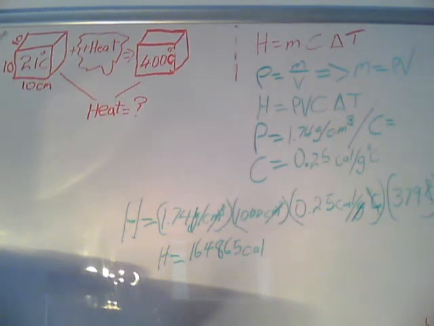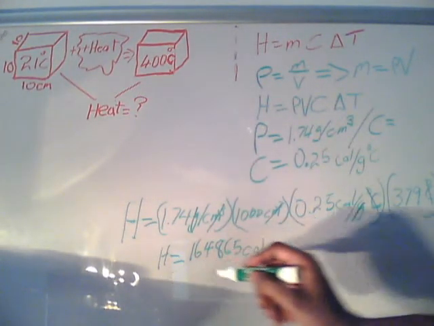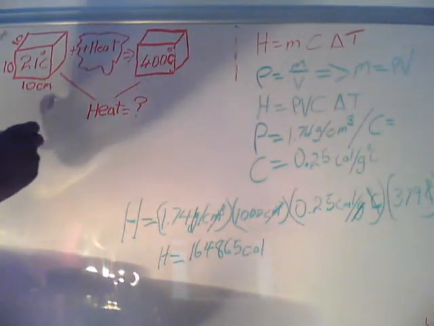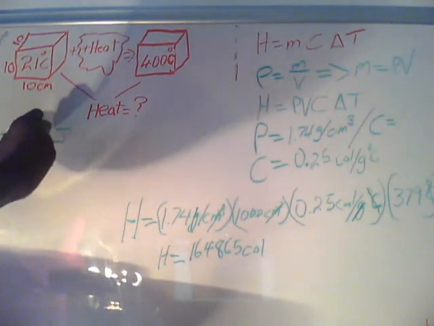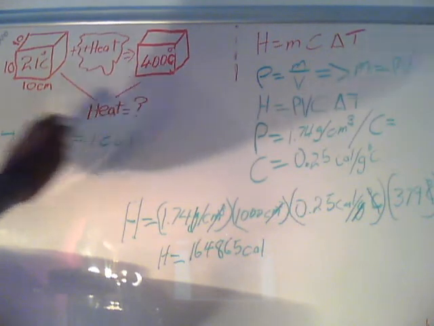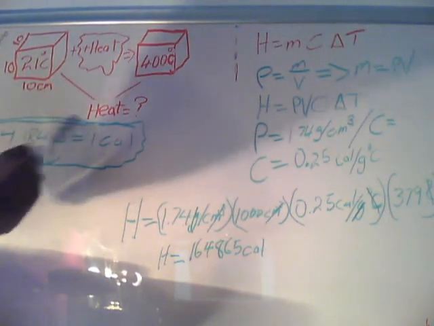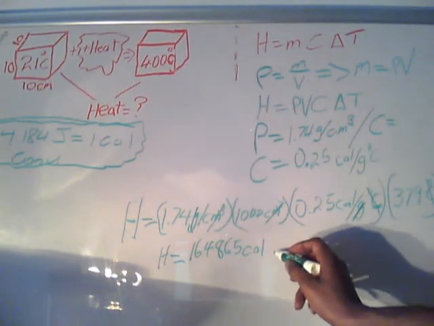Now, generally, energy is expressed in joules, so we can do a conversion and convert calories to joules. So we'll go ahead and do it here. I'm just going to write up the conversion to go from calories to joules. We know that 4.184 joules equals 1 calorie.